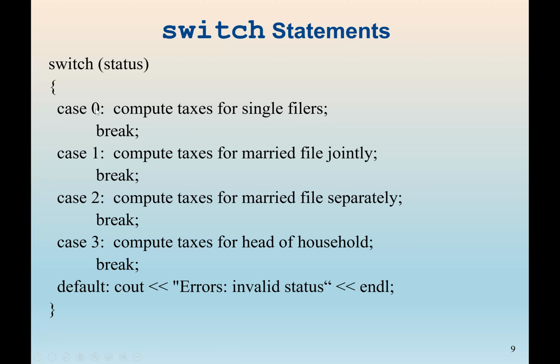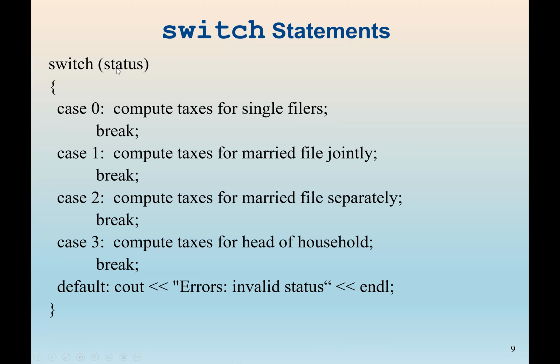And here case 0 means if the value of status is 0, then we are going to compute taxes for single filers. Then we break. Now it's very important to use the break here, because if we don't use the break, what will happen is that if the first case is true, we're still going to check the second case, third case, if there's no break. So this break allows us, if the condition is true, to break out of the switch. But if the condition is false, we go to case 1.